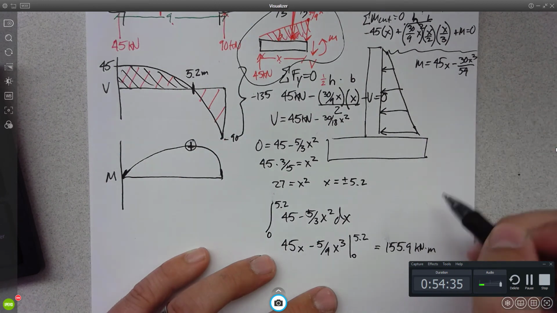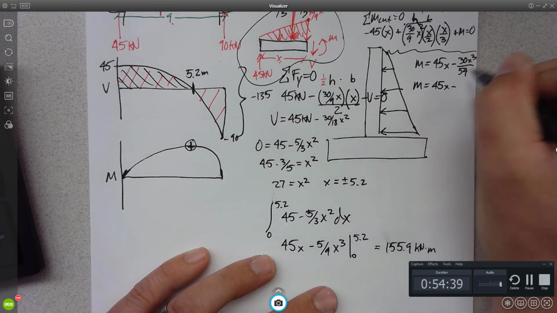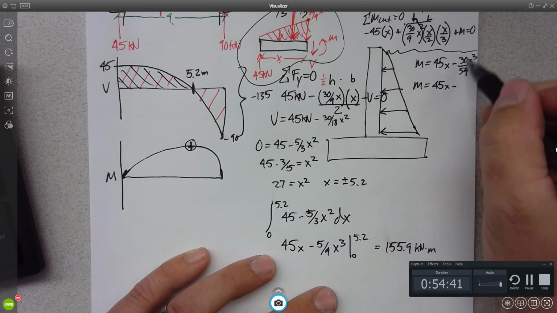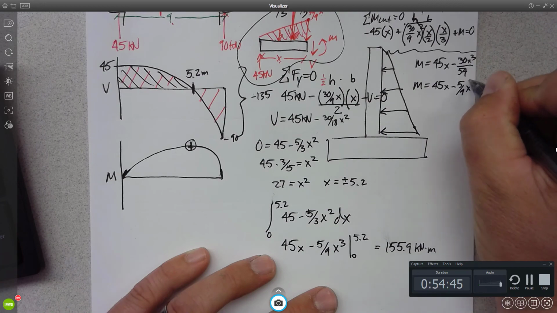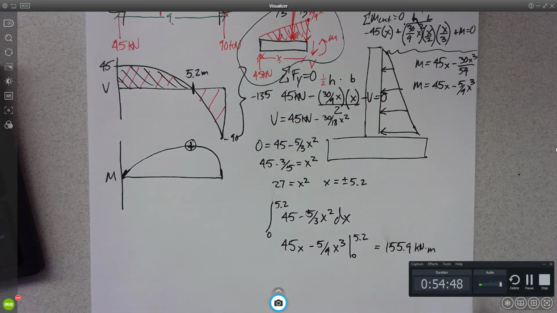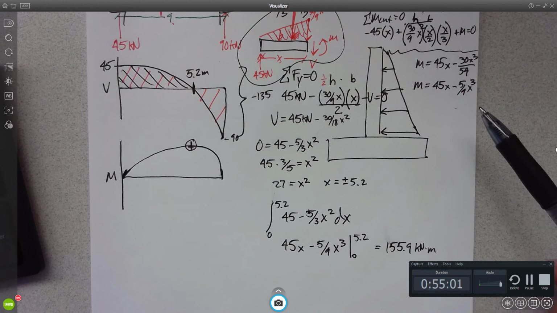So 30 over 54x cubed. M is equal to 45x minus, let's simplify this, divide by 6, I get 5/9 x cubed. Hot dang, that's the exact same thing as right here. Look at that. Math works. Even a fool like me could get this to work, right? So math is crazy.